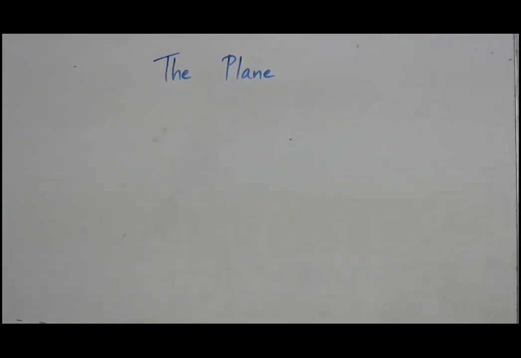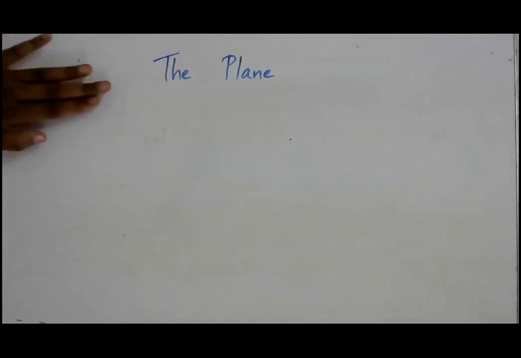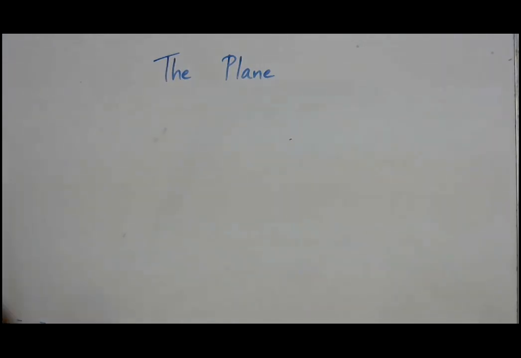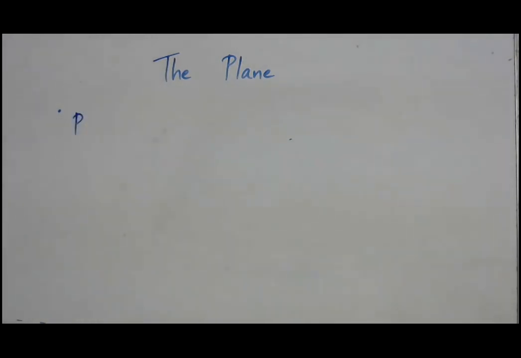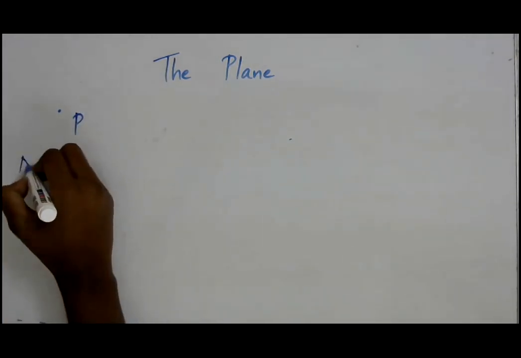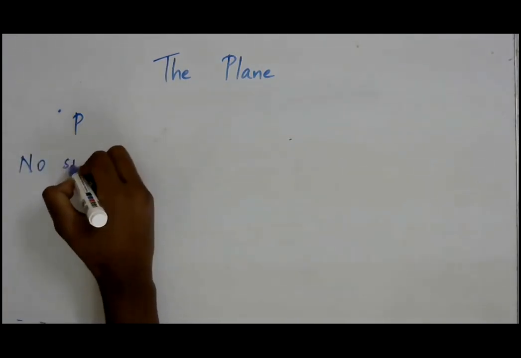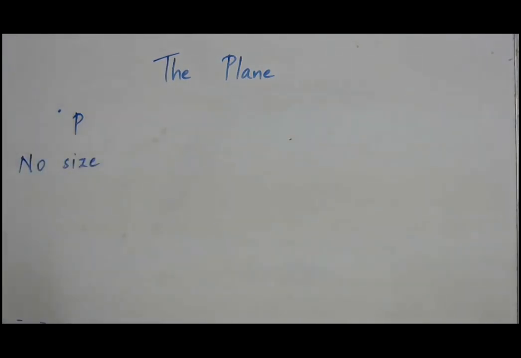Hello everybody. We already know what is a point. So a point in a space is represented by a single alphabet, in this case, let's say P. So a point generally has no size. When I mean no size, we are talking about length, width and depth. A point does not have a length, it does not have a width, it does not have a depth.